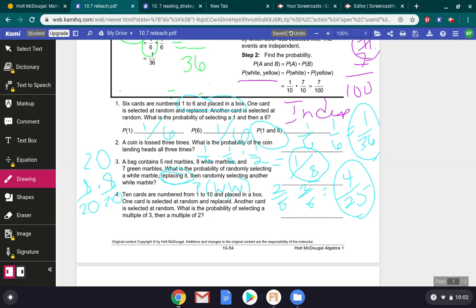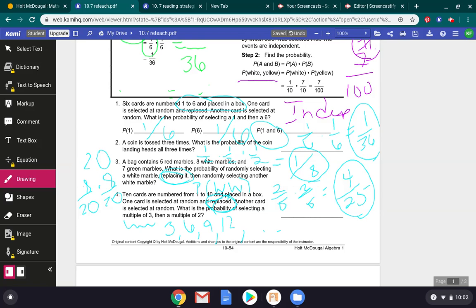All right, and then the last one, number 4, says here, 10 cards are numbered 1 to 10, placed in a box. 1 card is selected at random and then replaced. All right, so keyword again, independent. Another card is selected at random. What's the probability of selecting, now it says here, a multiple of 3. Now, multiples of 3 are when you multiply numbers by 3. So multiples of 3 are 3, 6, 9, 12, and so forth, okay? But we only have up to 10.